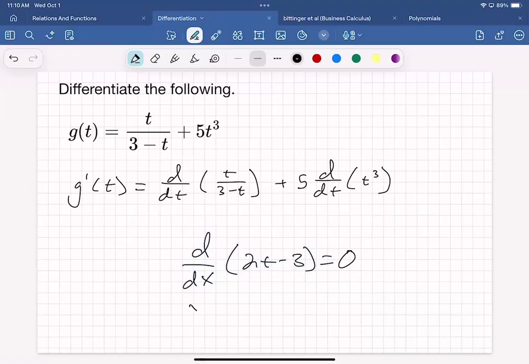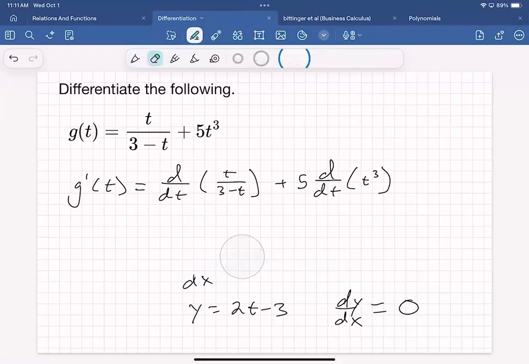So if y equaled 2t minus 3, we would say dy dx, because we can differentiate the y, equals 0. Okay, but that'll be one thing we go into as we go through the rest of the course here. So it's always important to be careful about what you're writing and how you interpret what you're writing. Okay, we don't want to put d dx here because now I'm dealing with t as my independent variable.